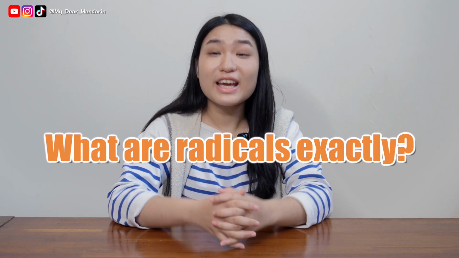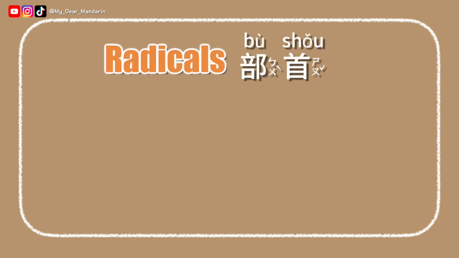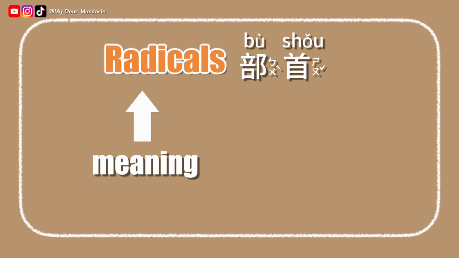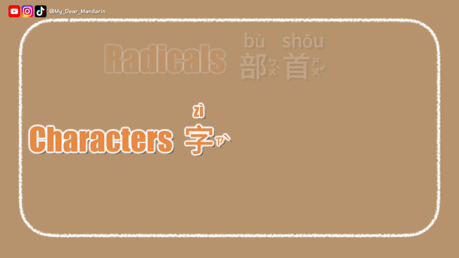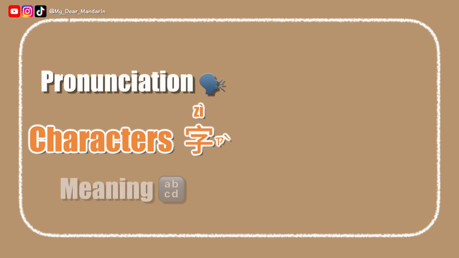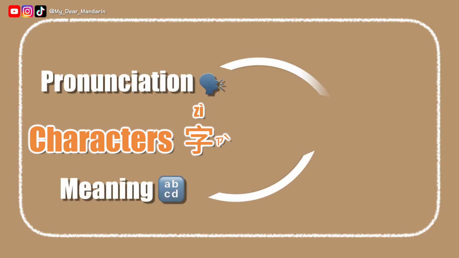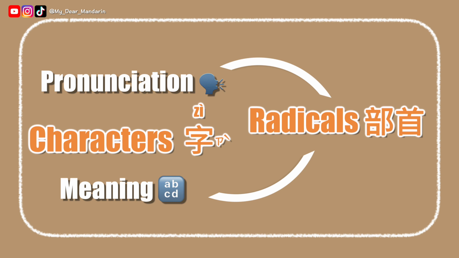So first, let's talk about what radicals are exactly. Radicals are called 部首 in Mandarin. If you understand the meaning of the radicals, it can make the learning process much smoother. The reason being some of the pronunciation or meaning of Mandarin characters are highly related to radicals.